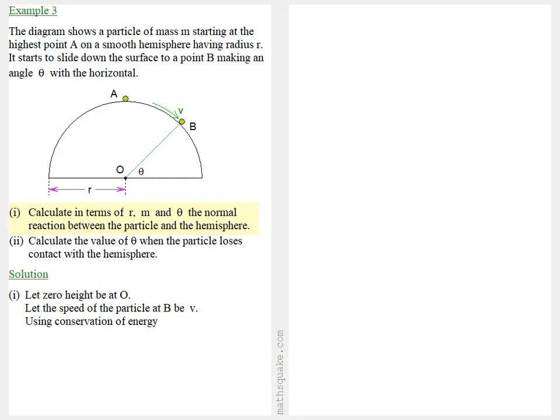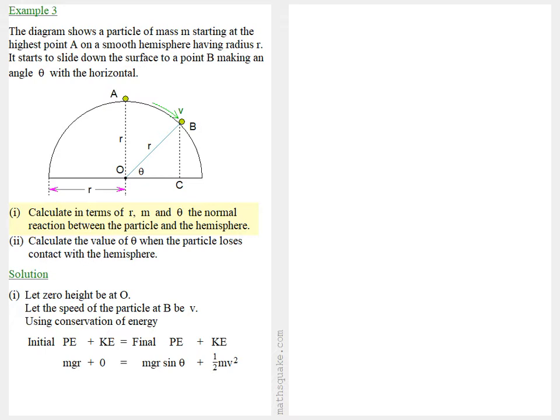Then, using the conservation of energy, we have the initial potential energy plus kinetic energy equals the final potential energy plus kinetic energy. Now initially, the particle starts at a height r with no speed. So the initial energy is mgr plus 0. Now in the final energy, the height is r sin theta, and the speed is v. So the final energy is mgr sin theta plus a half mv squared.